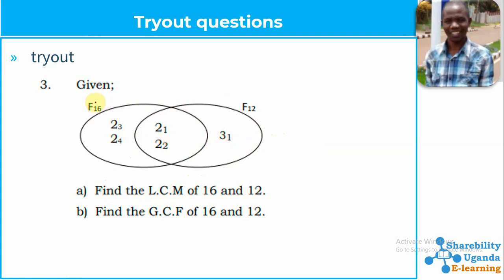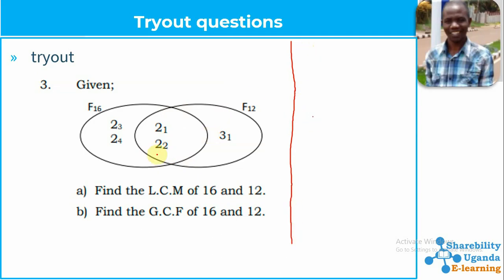These are the prime factors of 16, passing from here up to here. Then the prime factors of 12 are passing from here up to here. So this uses the basic concept of sets that we looked at in our recent videos. We shall use that basic concept of sets to understand and solve these numbers. Let me draw something here where we can discuss from.